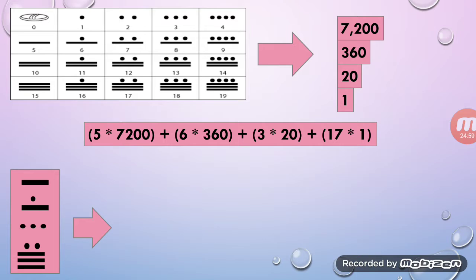The 3 dots in the third item represent the number 3. And since we are following the pattern, 3 will be multiplied by the third place value number, 20. And finally, the 2 dot 3 slash item is going to represent the number 17. So 17 will be multiplied by the final place value number of 1. So we have 5 times 7200 plus 6 times 360 plus 3 times 20 plus 17 times 1, which will give us our grand answer total of 38,237.